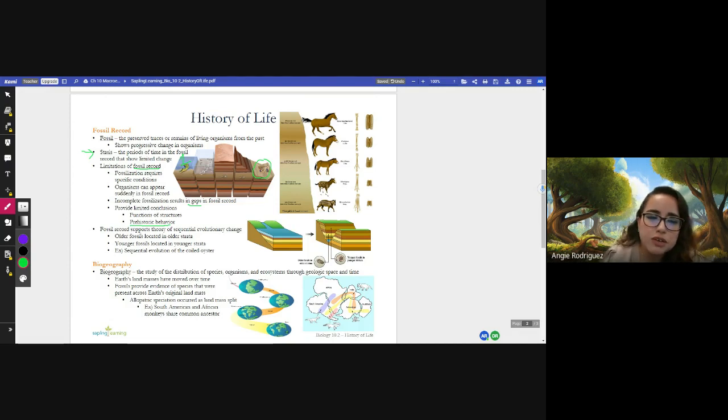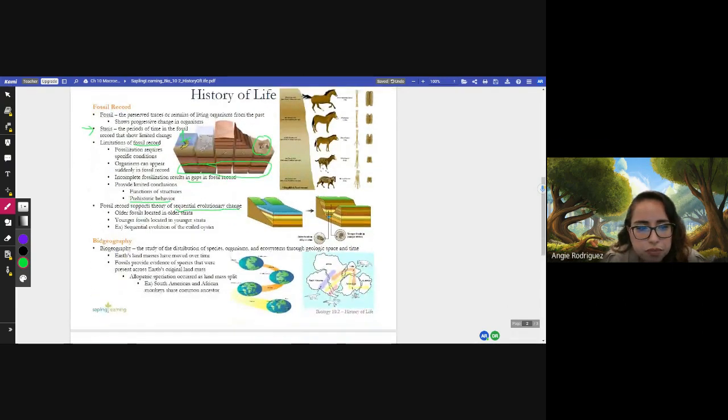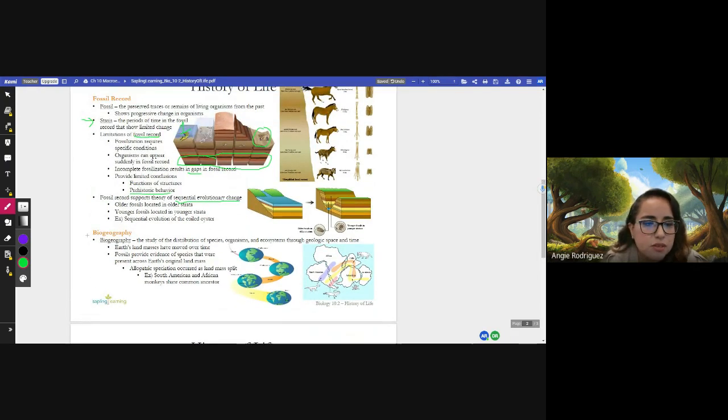So your fossil record supports the theory of something called sequential evolutionary change. So what is that? That's when you have older fossils that are located in the older parts of the strata. Like, for example, if I find fossils down here, guys, they're going to be the older ones. If I find fossils over here at the top part, they're going to be the younger ones, okay? Like it says, your younger fossils are located in the younger strata or at the top part or the surface of the ground. Okay, so let's go into another evidence of evolution that is called biogeography.